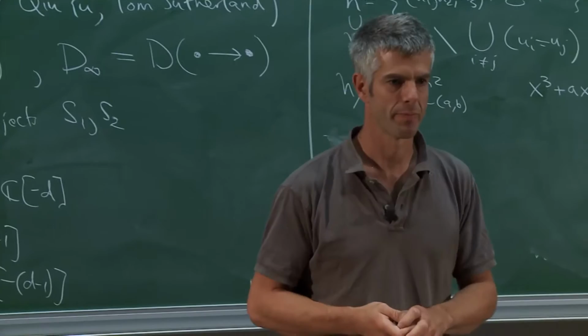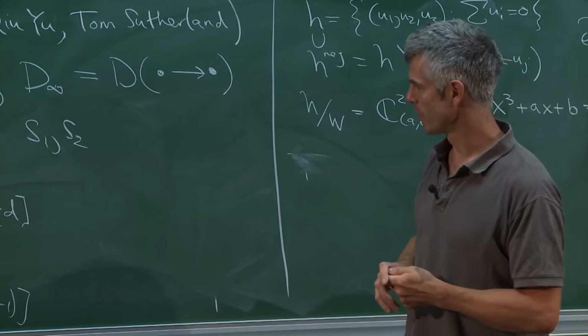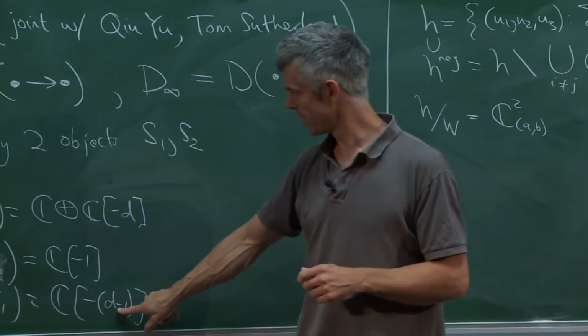So the motivation for the definition is that the Serre dual to x 1 appears in degree d minus 1 until eventually it doesn't appear at all. So somehow.